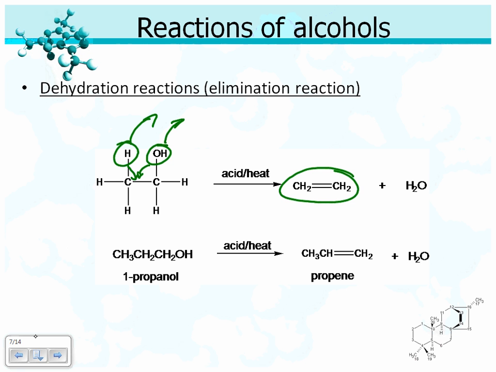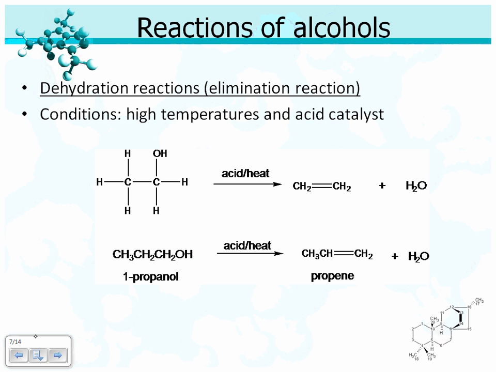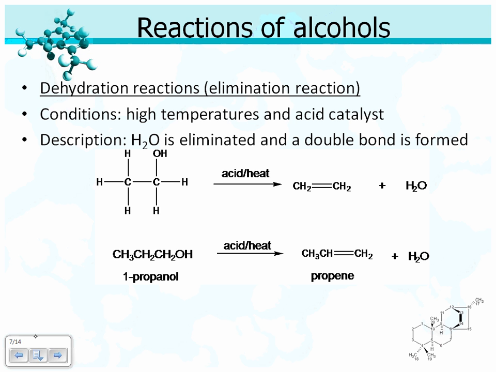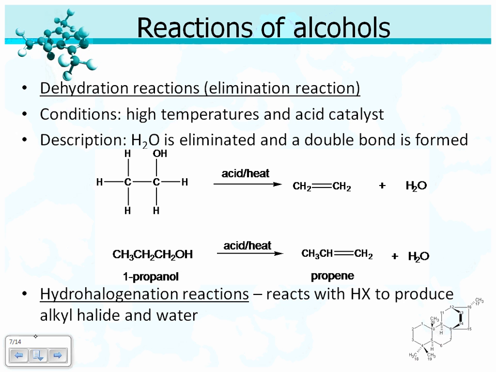And again, with 1-propanol, we're going to take off the OH on this carbon and one of the H's here. That's how your H2O is made, and you're left with an alkene. So that's very similar to what happens with your alkyl halides forming an alkene. You need very high temperatures and an acid catalyst. H2O is eliminated, and a double bond is always formed. So that's what's happening really quickly in that reaction.